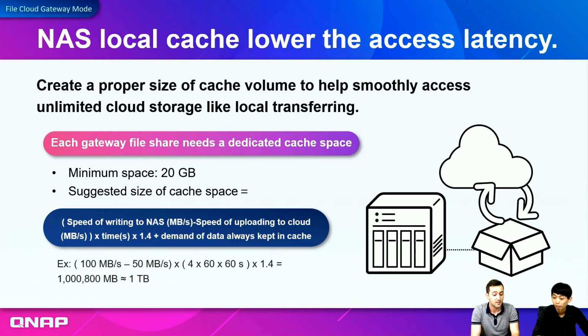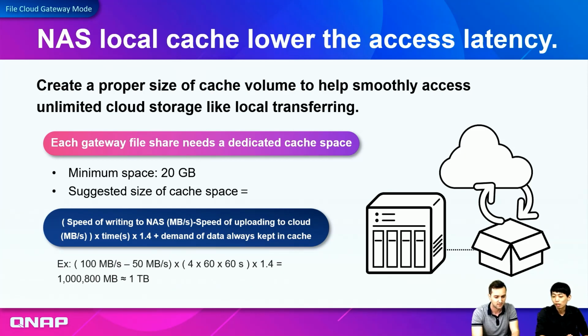And then, we have some suggestions that we want to give here, right? Yeah. So each gateway file share needs a dedicated cache space. So we have to create this space with a minimum space of 20 gigabytes, right? Yes. And then we have the suggested size of cache space, which you brought a formula for here. Maybe you can talk more about this one.